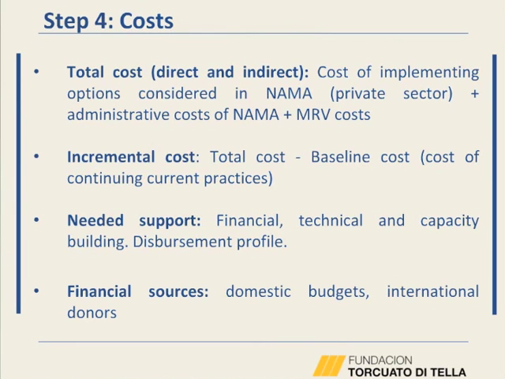Step 4, we have to estimate the costs of the NAMA. This means, on the one side, estimating the total cost, meaning direct and indirect cost of implementing the options considered in the NAMA. These are costs that are going to be afforded by the private sector, and also the administrative costs of the NAMA that are going to be afforded mainly by the public sector, and also how much it's going to cost to develop the MRV system.